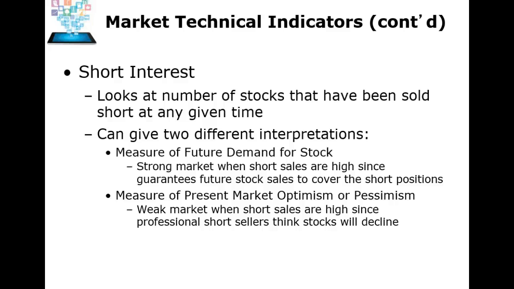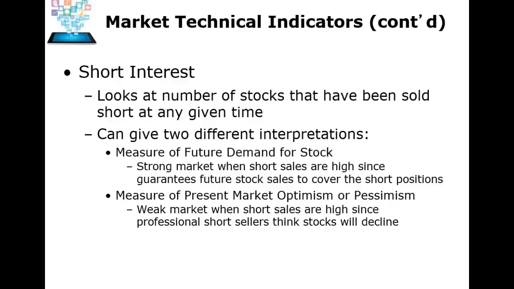So if short sales are high and going higher, at a certain point they reach an all-time high, and that's going to guarantee that these people have to cover their short positions. In order to cover the short positions, you have to buy the stock back. So when you have very high short positions, it can mean that there's going to be future demand for that stock, because they're going to have to cover these positions to realize their gains. It's a measure of optimism or pessimism.